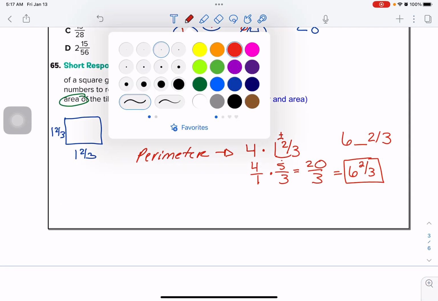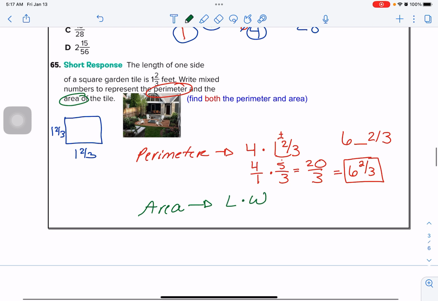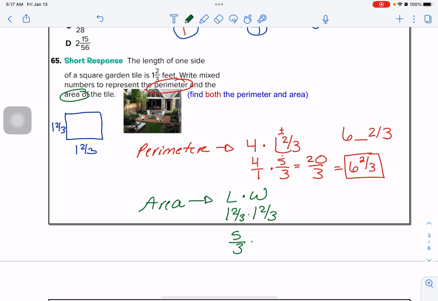All right, now we're going to move on to area. Remember that when you are finding the area it is length times width. So if I look at this, in this case, the length and width are the same. So it's 1 2/3 times 1 2/3, which, remember, as an improper is 5/3 times 5/3. I can't cross reduce because the numbers that are similar are both on the top or both on the bottom. In order to simplify or pre-simplify, I have to take 1 from the top and 1 from the bottom. So I'm simply going to multiply across, and you would get 25/9.